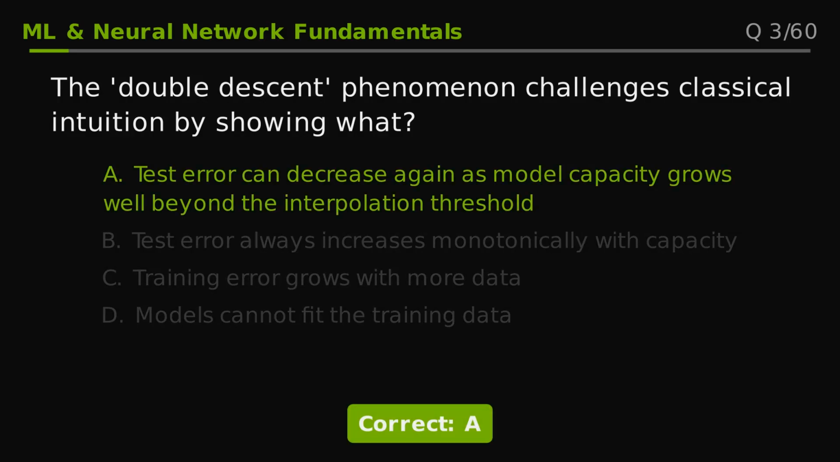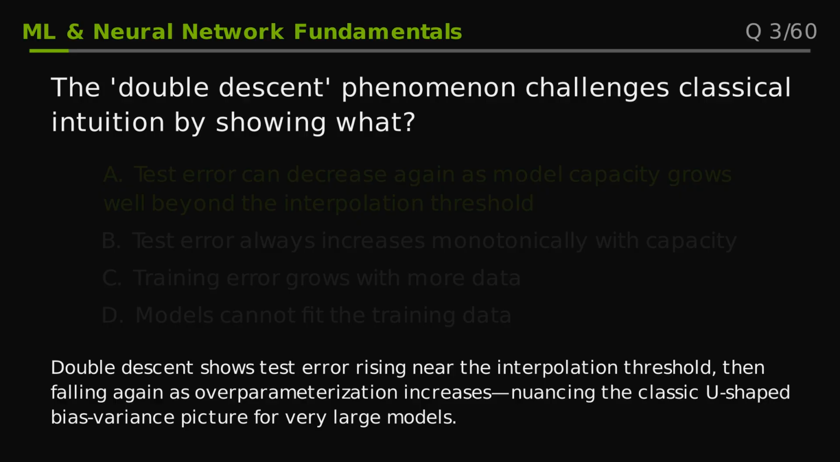The correct answer is A. Double descent shows test error rising near the interpolation threshold, then falling again as overparameterization increases, nuancing the classic bias variance picture for very large models.